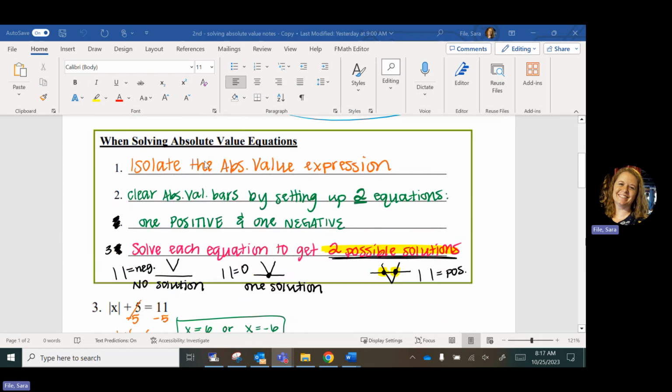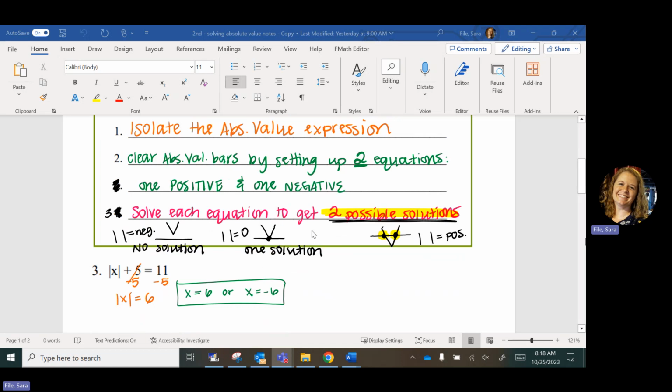We isolate the absolute value expression. We are going to clear those absolute value bars by setting up 2 equations. What's inside the absolute value bars is going to get set equal to the positive number that we're equal to once it's isolated, and the negative version of that number. Okay, and I showed you graphically in Desmos what it looks like when you isolate your absolute value expression.